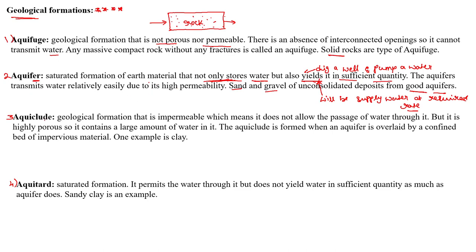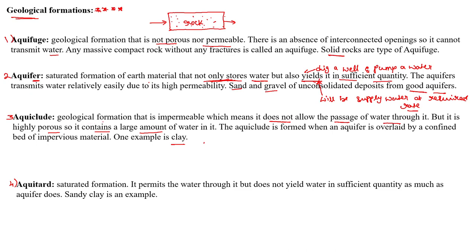Okay, next one is aquiclude. This is a geological formation that is impermeable, which means it does not allow the passage of water through it, but it is highly porous, and so it contains a large amount of water. Let's say you take clay as an example. Clay is highly porous, and it has the ability to store water, but clay does not allow water to percolate through it. So this kind of formation is called an aquiclude.